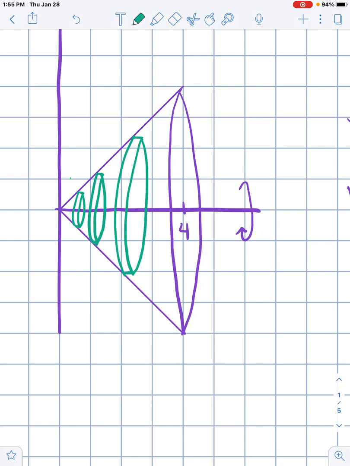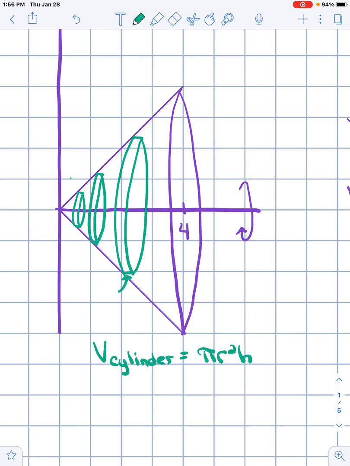So if I can find the volume of one cylinder that's just a representative, then I can stack an infinite number of those together by integrating. So let's try this one out. In order to find the volume of a cylinder then, just like with that cone, it's the area of the base, pi r squared, times the height.